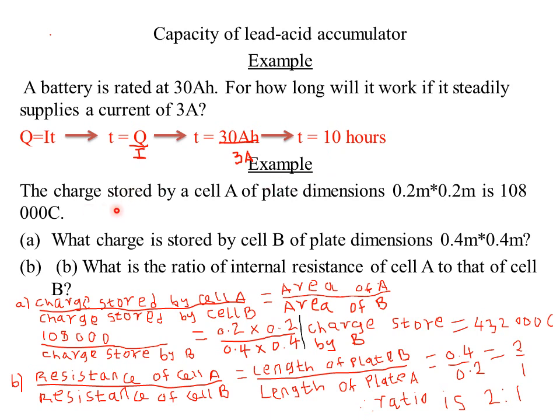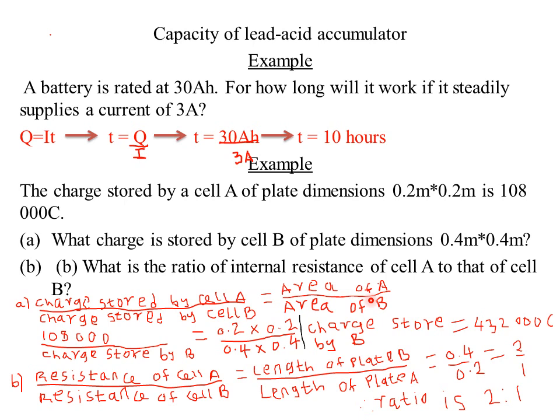Example 2 reads, the charge stored by a cell A of plate dimension 0.2 meters by 0.2 meters is 108,000 coulombs. We are asked, what charge is stored by cell B of plate dimension 0.4 meters by 0.4 meters? We've just said that the charge stored is usually directly proportional to the area of the plate. So here we are just comparing. We take the charge stored by cell A over charge stored by cell B, which should be equal to the area of cell A divided by the area of cell B.